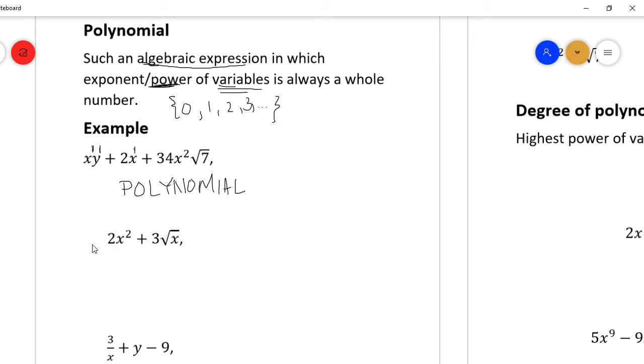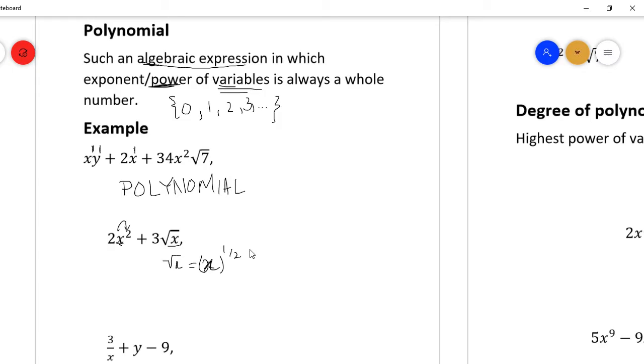Now come to the next expression, which is 2x squared plus 3 square root of x. Okay, here as we are concerned with variables, so we will check only the variables and their exponents. So there is a variable x and again x is repeated but with different power. In the first term, power of x is 2, and in the second term, what is the power of x? Here power occurred in radical form, square root of x, and we write it in the exponent form as x raised to the power 1 by 2.